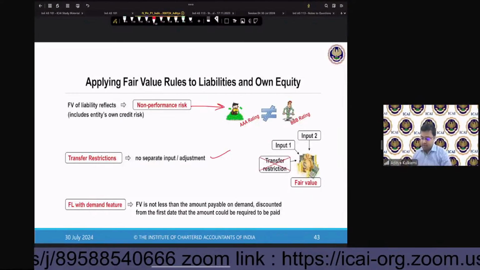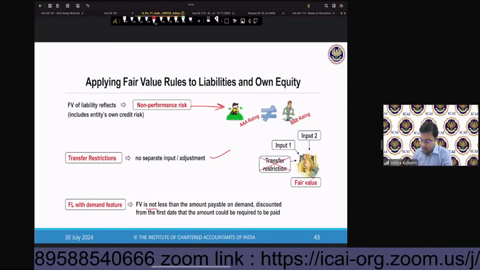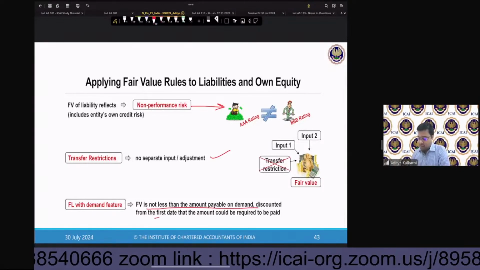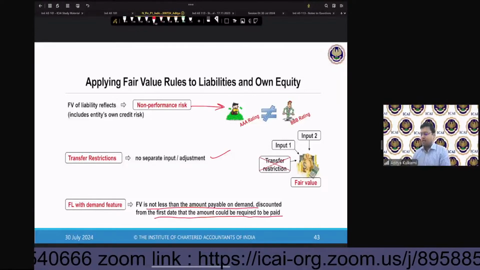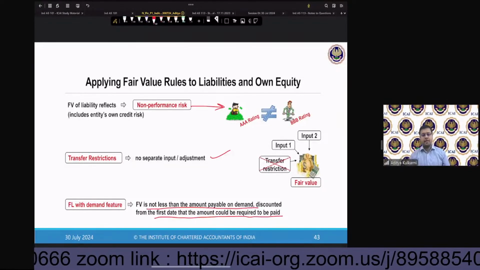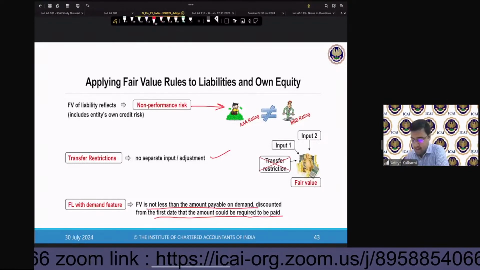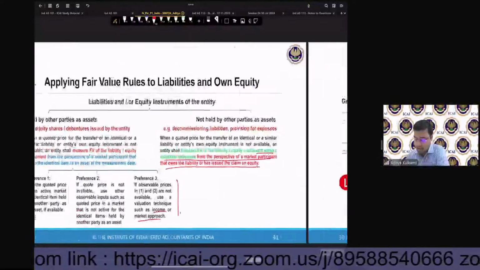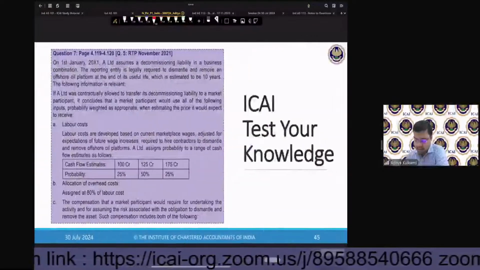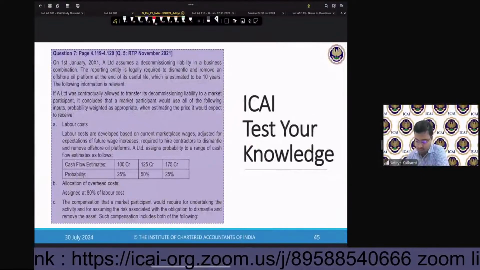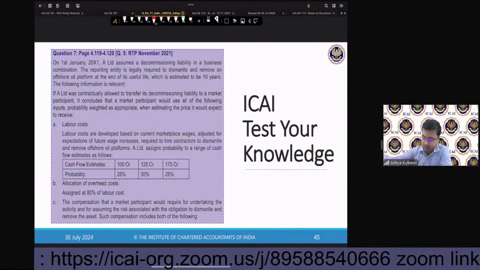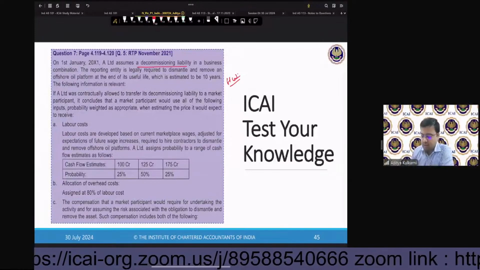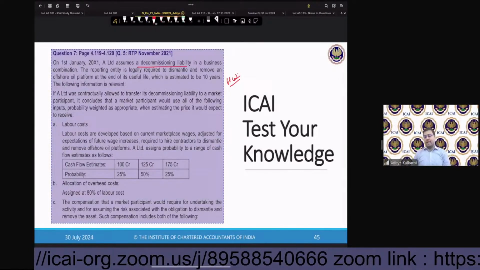Financial liability with demand feature: fair value not less than the amount payable on demand, discounted from the first date that the amount could be required to be paid. So that takes care of fair valuation rules for liability and own equity. Coming to the next one, try this for homework. This is valuation of a decommissioning liability.